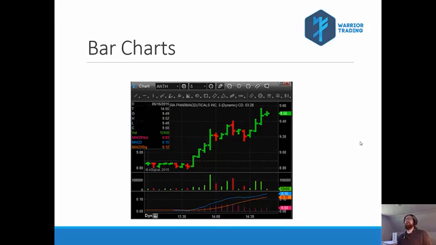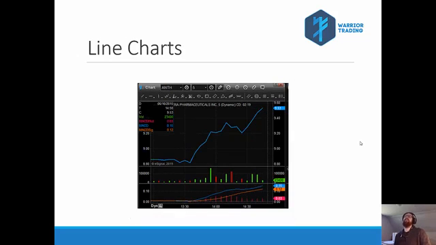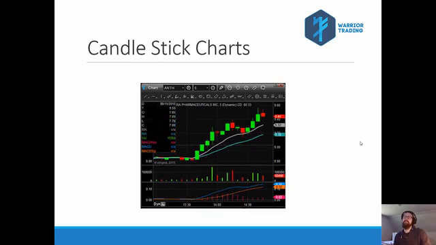Now this is what a bar chart looks like. You can see this is a little foreign. This doesn't look the same as what we're used to looking at. It's a little bit different. And then here's a line chart. You see this on the news a lot, like on TV. They just show you the line chart of the overall market. It's really not that helpful in terms of understanding the price action today of the stock.